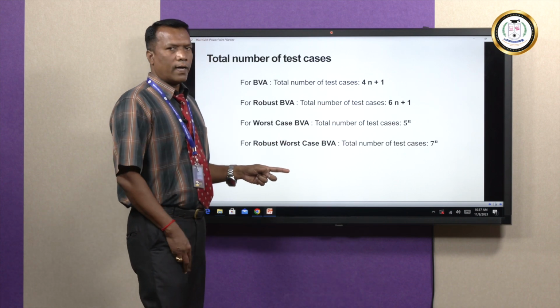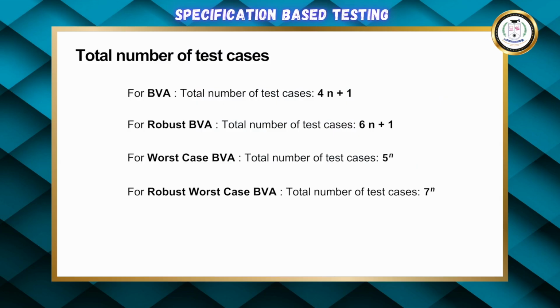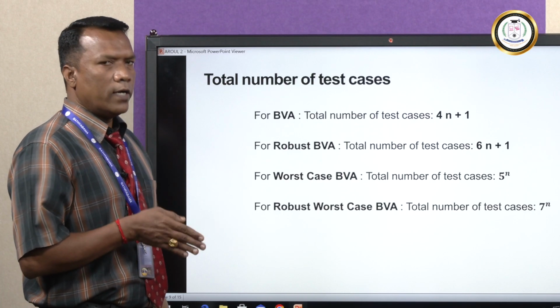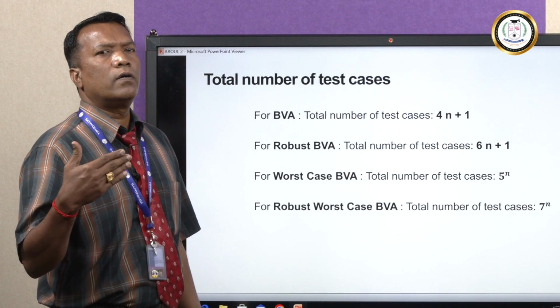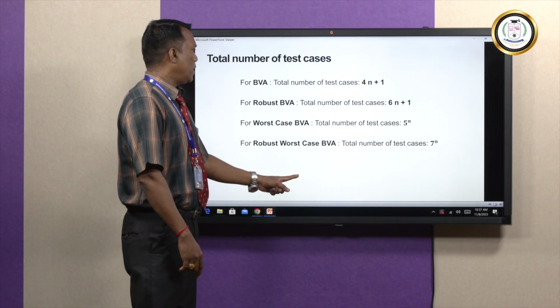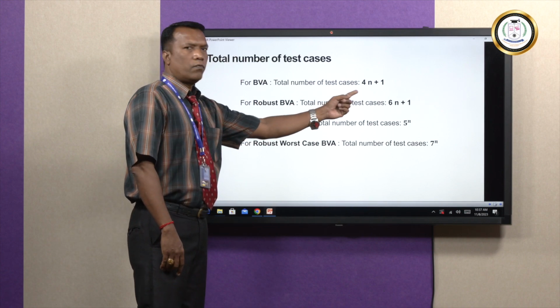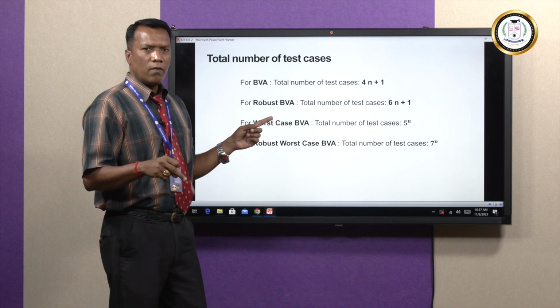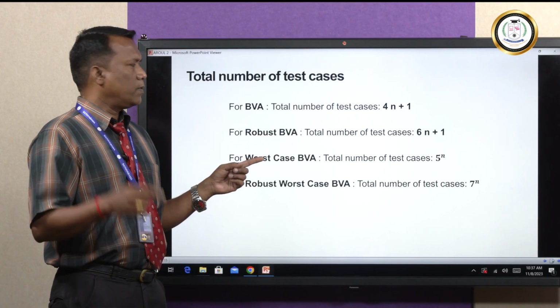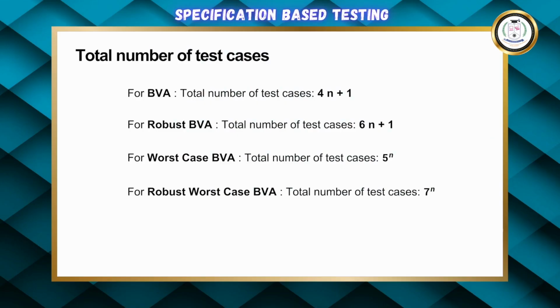That is, we are going to add two more values. The worst case of the BVA has 5 to the power n test cases, and the robust worst case BVA is going to be 7 to the power n. That is the way we test on boundary value analysis: we increase the number of test cases by increasing the number of values. For a normal boundary value, 4n plus 1 is minimum, minimum plus 1, nominal value, maximum minus 1, and maximum. It is the normal test case of boundary value analysis.